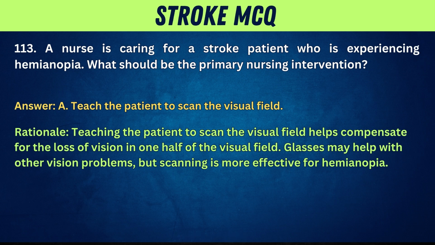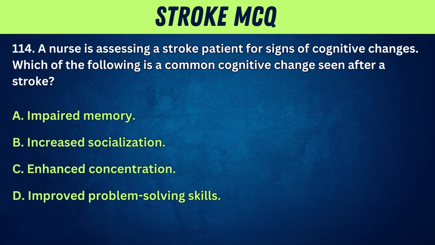Rationale: teaching the patient to scan the visual field helps compensate for the loss of vision in one half of the visual field. Glasses may help with other vision problems, but scanning is more effective for hemianopia.